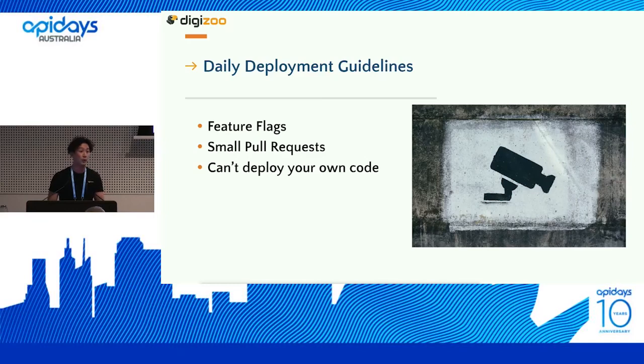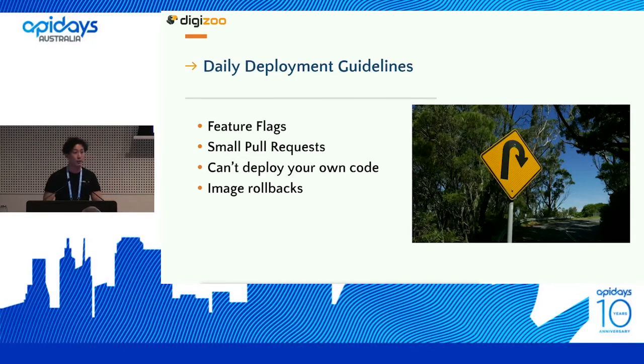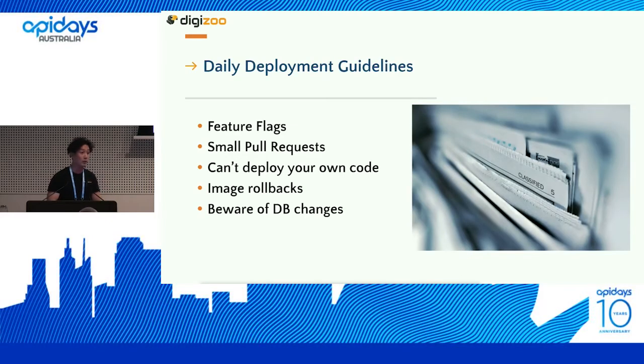You can't deploy your own code. This is something simple, but you don't want an engineer going rogue and start deploying code themselves. And the idea of this also is that it trains your team to be familiar with other code that is already existing in production. It's a very good skill and information sharing process. Image rollbacks. I've covered this previously, but this is a very nice kind of undo button if you ever do stuff up.